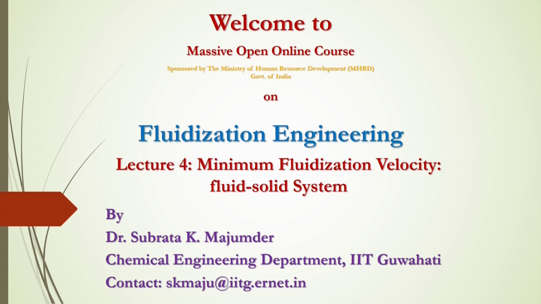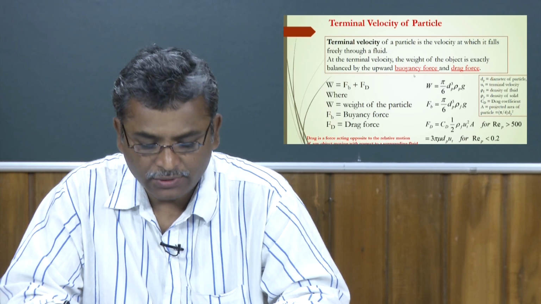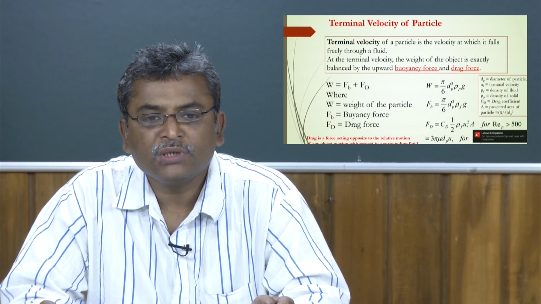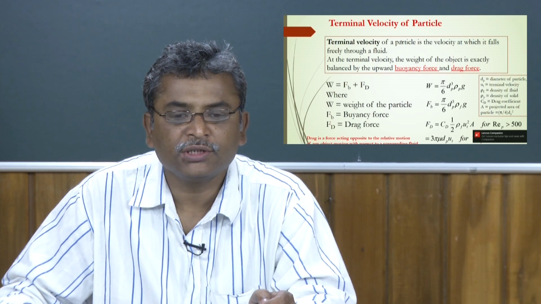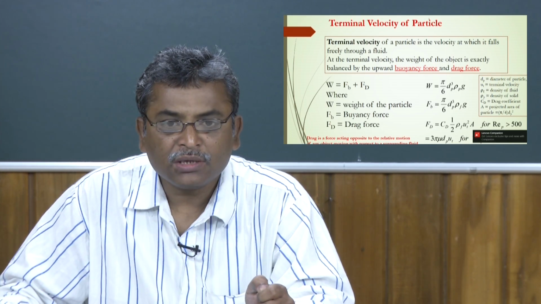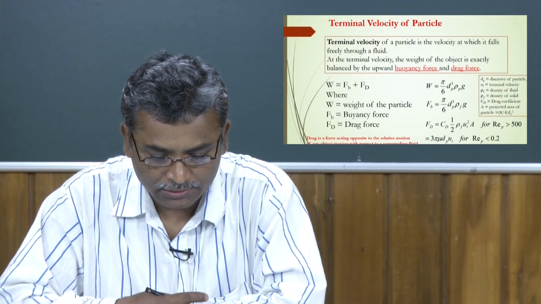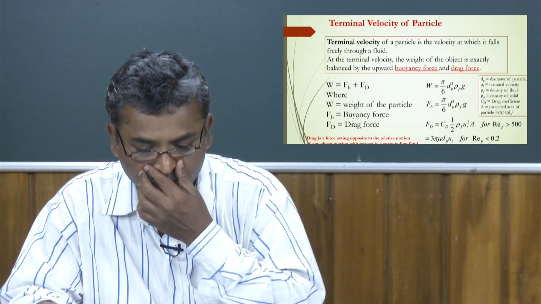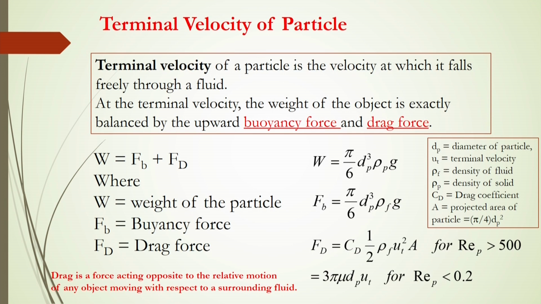So, before going to minimum fluidization velocity, we have to know something about the terminal velocity of the particle, because this terminal velocity has an immense role in whether fluidization will occur or not, because beyond this terminal velocity, of course, fluidization will start. So, what is that terminal velocity of the particle in the fluidized bed?